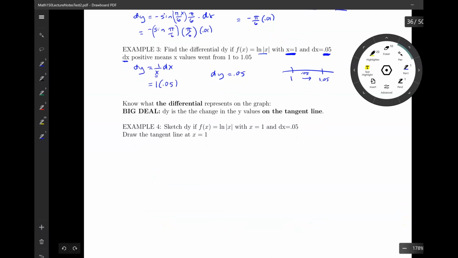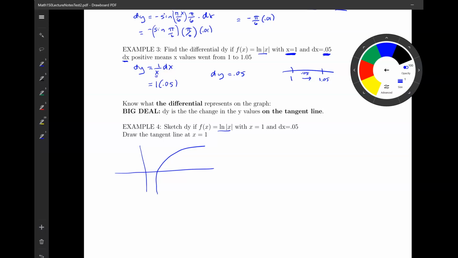So let's talk about what the differential looks like on the graph. Here it is in words: dy is the change in the y values that occur on the tangent line. Let's look at this same one because we've already calculated it. Let's look at the graph of y equals ln of absolute value of x. On the positive side where x is 1, you know that ln of 1 is equal to 0. That's a fact that you know, so there's 1. I'm going to draw it large so that we can see. If I move over a distance of 0.05 in the positive direction, that gets me to 1.05. We draw the tangent line at x equals 1.